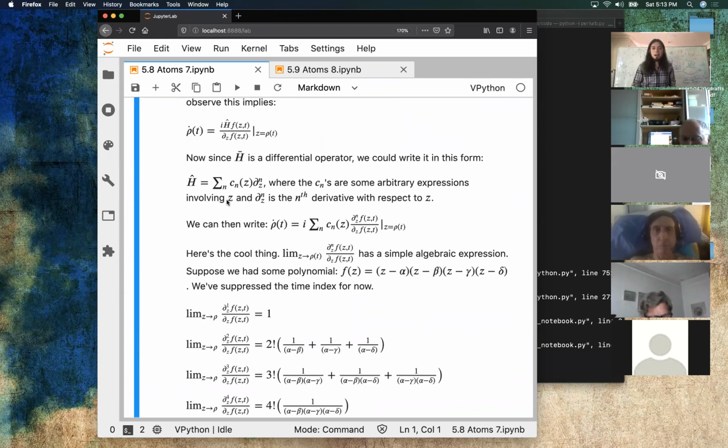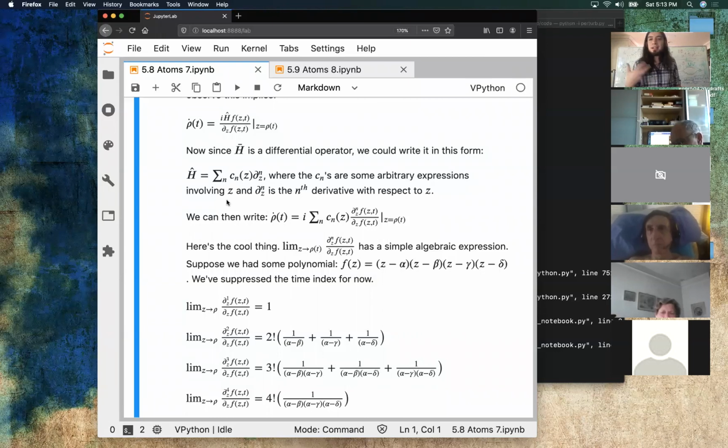And now here's an interesting point, which is that since H is a differential operator, we can express it as a sum of some stuff times the first derivative, plus some stuff times the second derivative, etc. Right? So we can write the differential operator as a sum over the nth derivatives with respect to z.